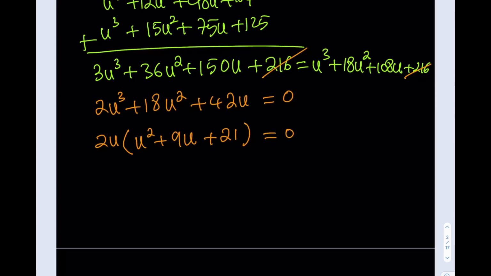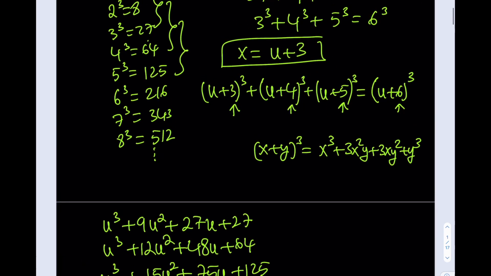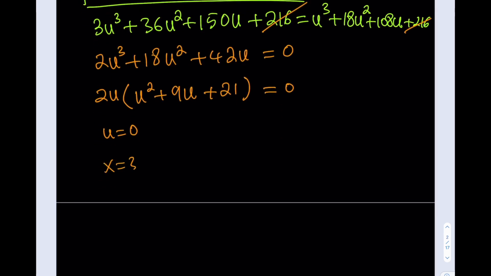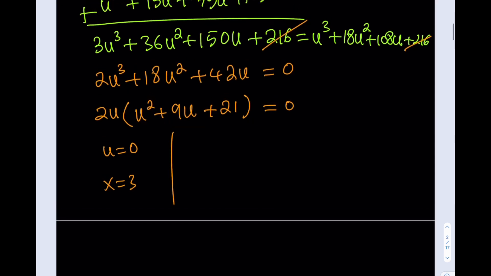Awesome. Now, remember, we're looking for integer solutions, but let's go ahead and find all the solutions. We can just discard the ones we don't want. So from the first part, we get u = 0, obviously. And since x = u + 3, this means that x = 3. You knew that because at the beginning, we established that 3^3 + 4^3 + 5^3 is equal to 6^3. Cool. So we got one integer solution. Let's see if there's any more.